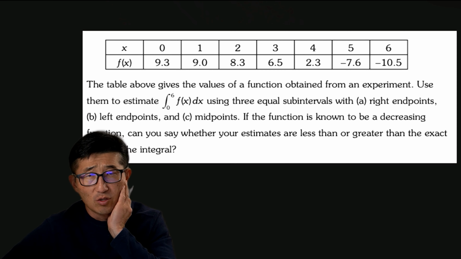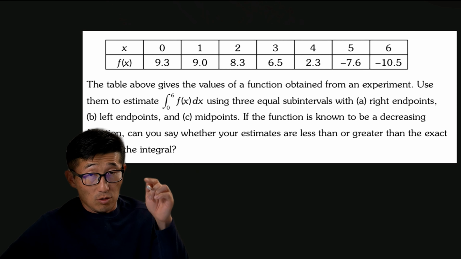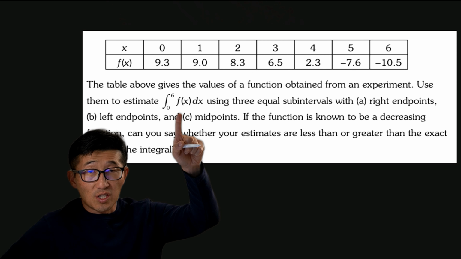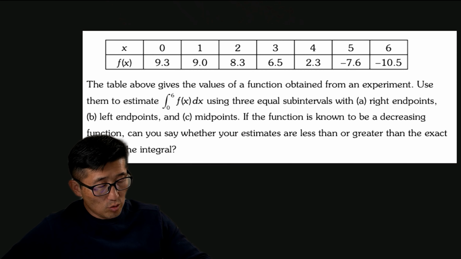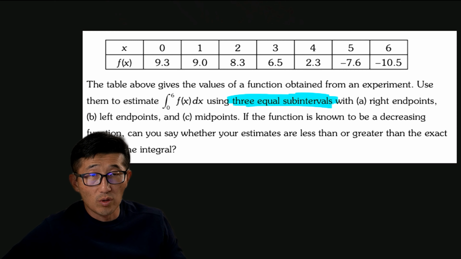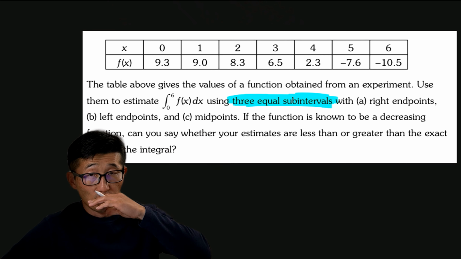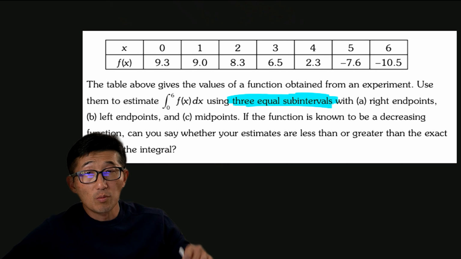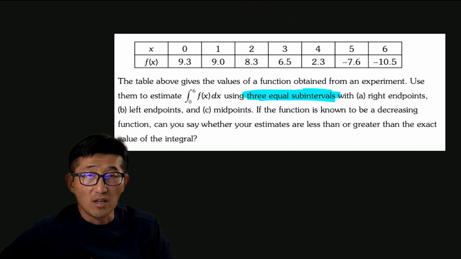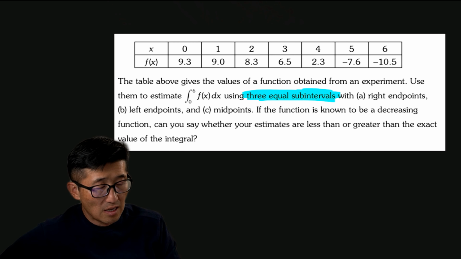Okay, so the table above gives the values of the function obtained from an experiment. Use them to estimate the integral from 0 to 6 using three equal subintervals, and that's another keyword for saying use three rectangles, one with a right endpoint, left endpoint, and midpoints. And if the function is known to be a decreasing function, can you say whether your estimates are less than or greater than the exact value of the integral? So we'll talk about that at the end.